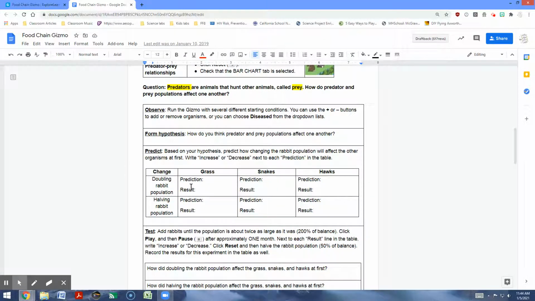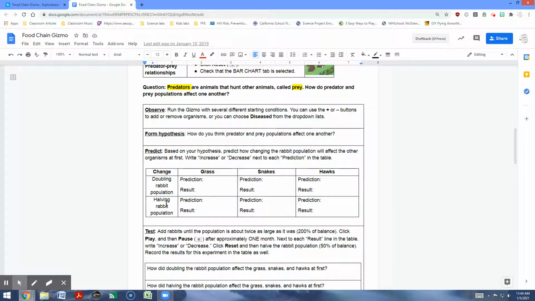So we're going to put down here, what is going to happen if you double the rabbit population? Double means twice as many. So I'll make a prediction. Is grass going to increase or decrease? Are snakes going to increase or decrease? Are hawks going to increase or decrease? Okay, so we'll make our predictions.